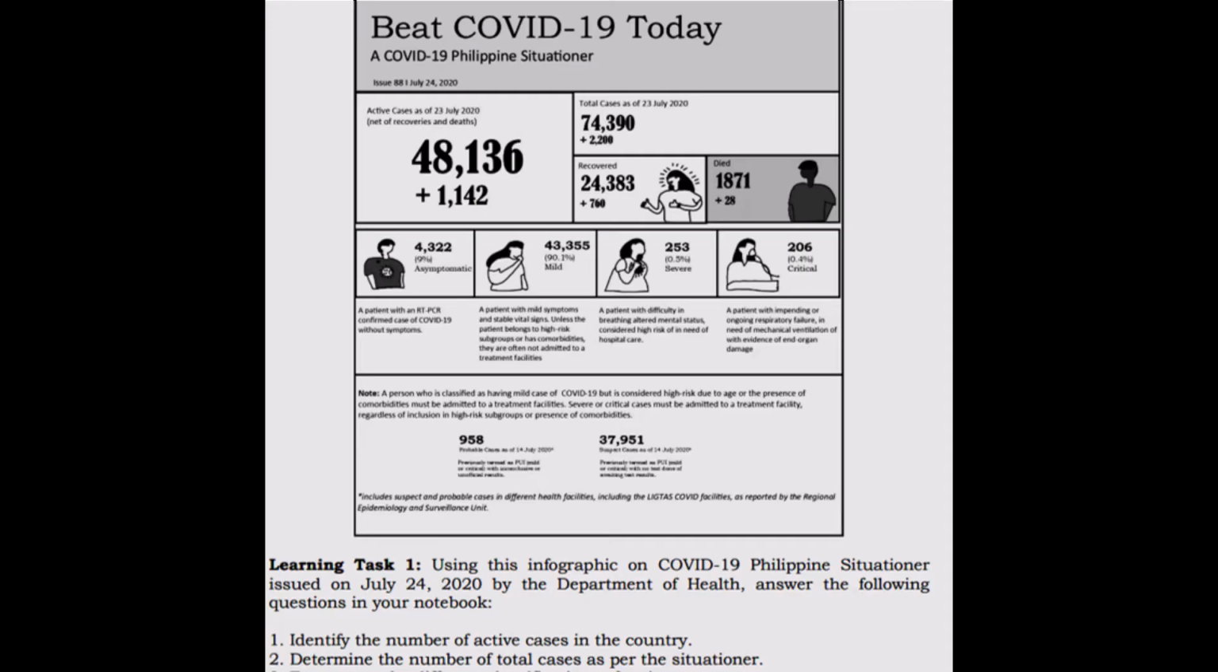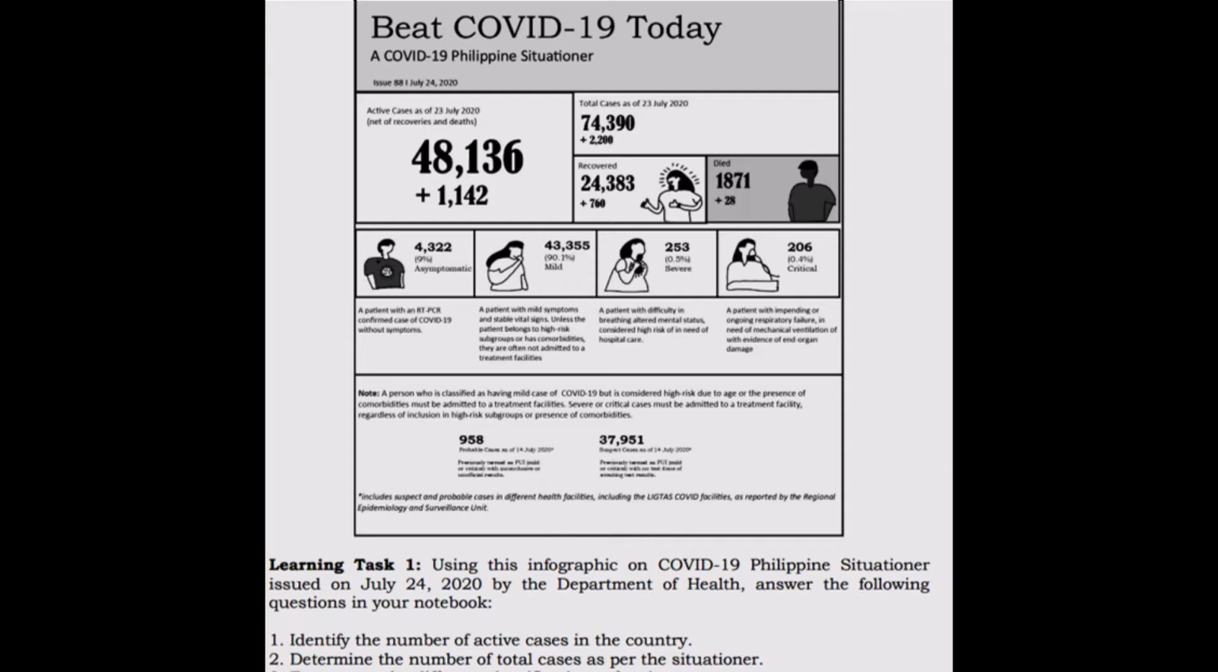Let's see now what is an infographic. So on the screen, the infographic with the title Beat COVID-19 Today is an example. So as you can see, it has information like the title, the wordings, the data like the numbers, and also the graphic or the pictures like cartoon, an animated picture, and so on.